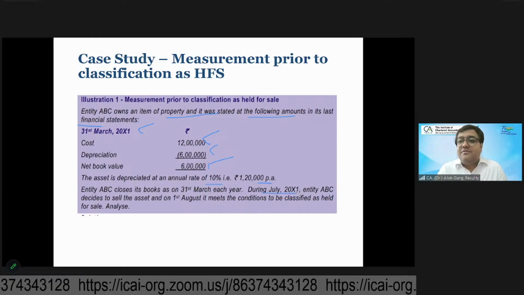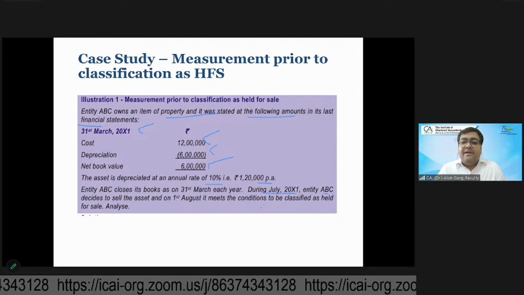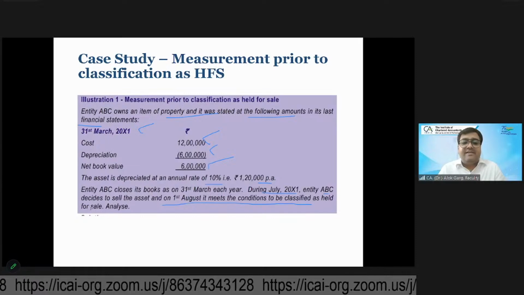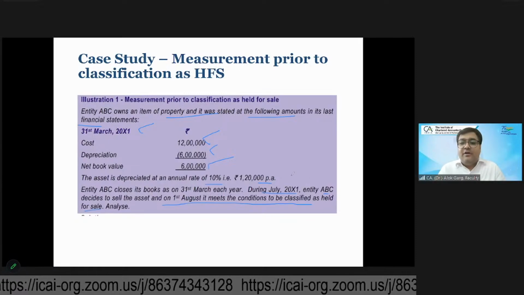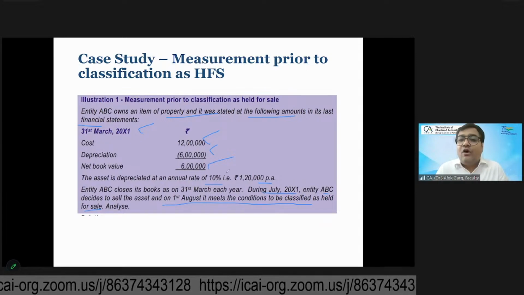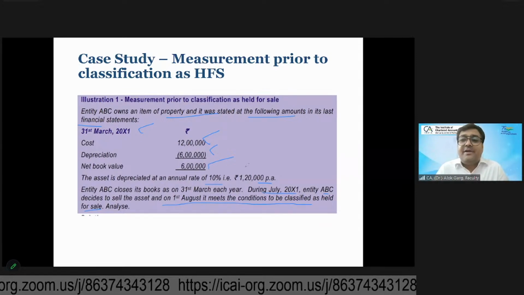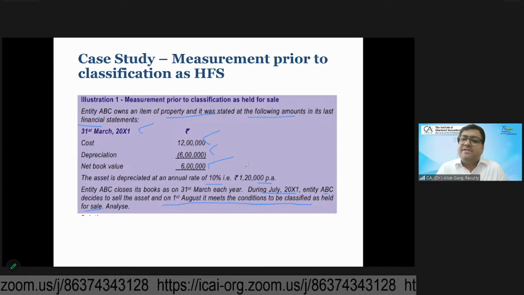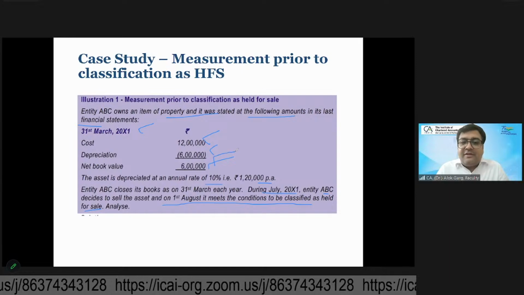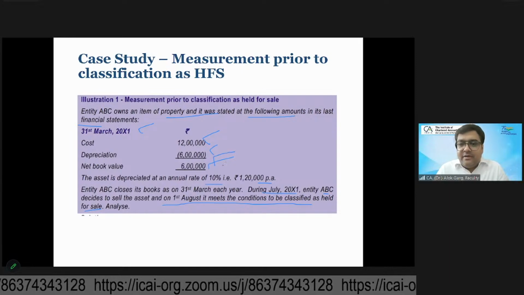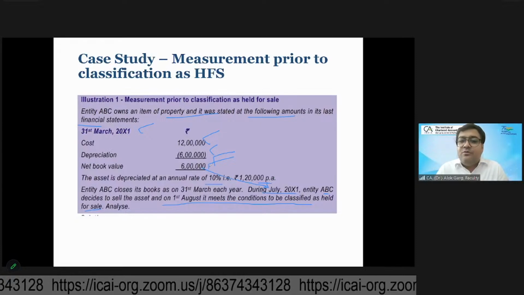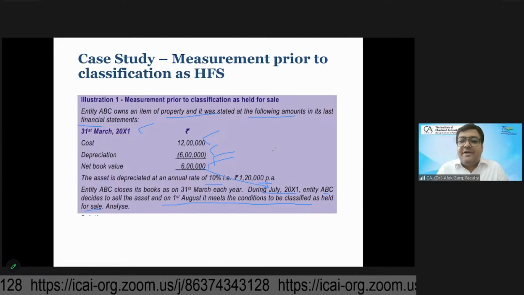During July 20x1, entity ABC decided to sell the asset, and on 1st August it met the condition to be classified as held for sale. So friends, first of all, we have to compute the carrying value of this property on 31st July 20x1. What is the carrying value? Please tell me. The net book value on 31st March is 6 lakh, and now you have to arrive at the carrying value on 31st July.